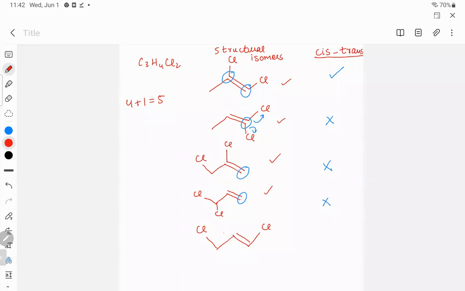And if we look at this carbon, it has two different groups and this carbon has two different groups as well. So this can also show cis and trans isomer. Is this understandable?